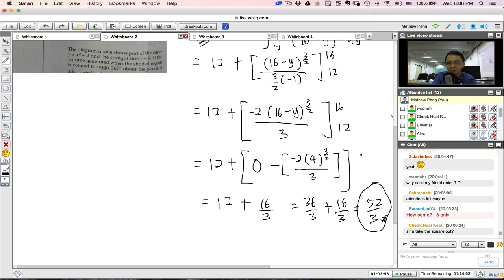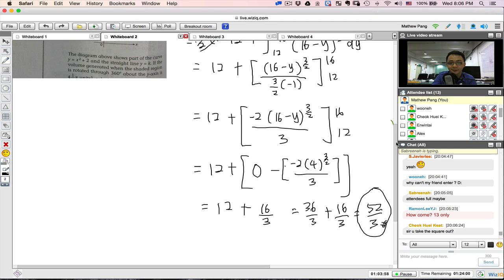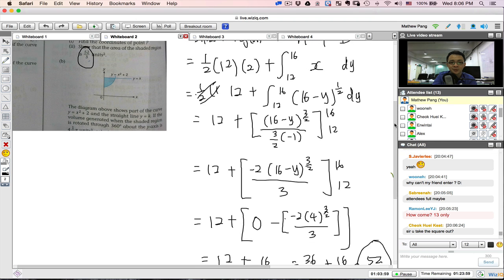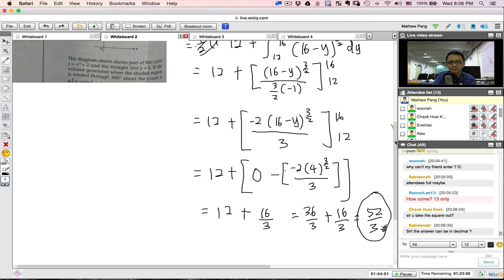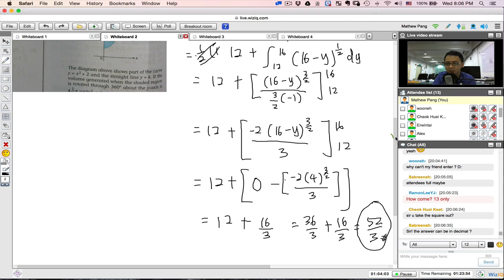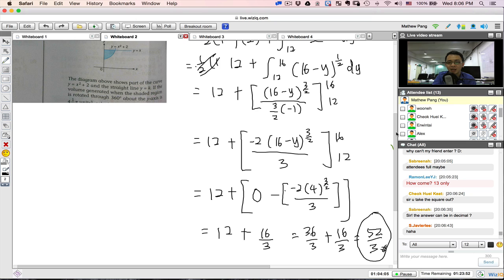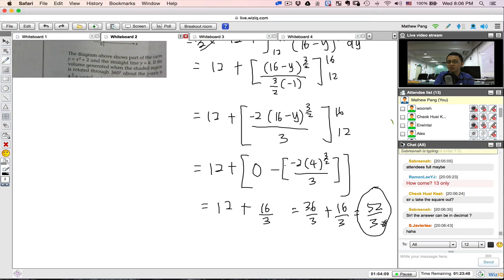What do you mean by how come 13 only? Which part? I never see any 13 here. So the answer can be decimal. It can have decimal, but in this case, he asks you to show 52 over 3. You cannot do it in decimal.